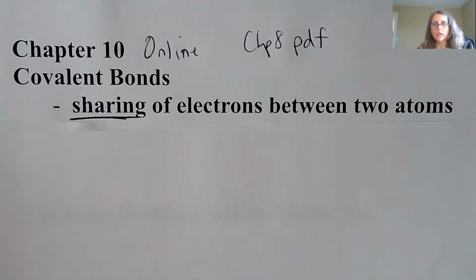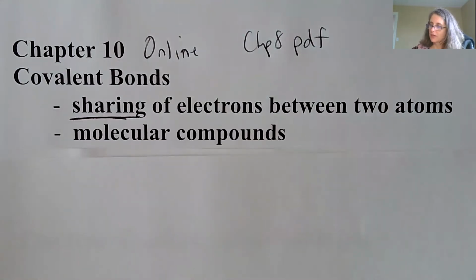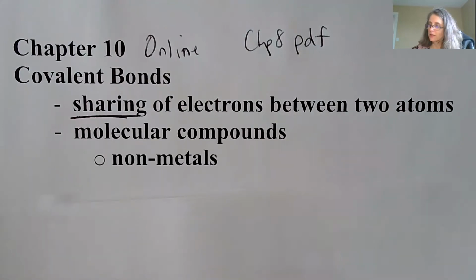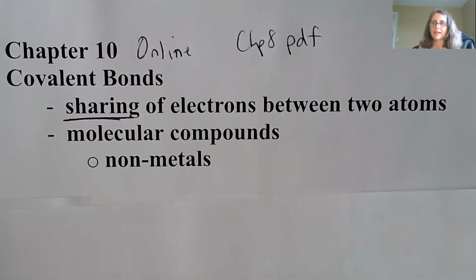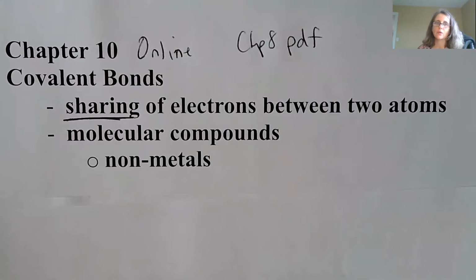Do the atoms share it equally? Do they share it differently? But we are going to be talking about sharing of electrons. That's going to be our definition. And these are what we call molecular compounds. So molecular compounds are going to involve nonmetals. So we're talking about the right-hand side of the periodic table.